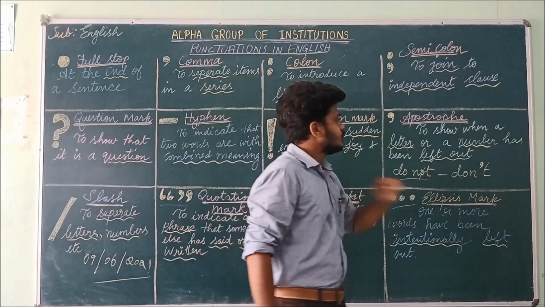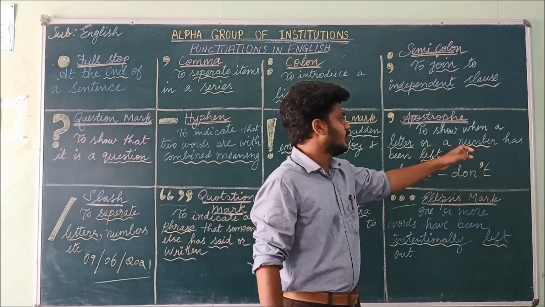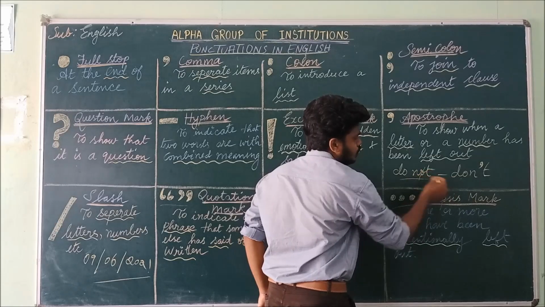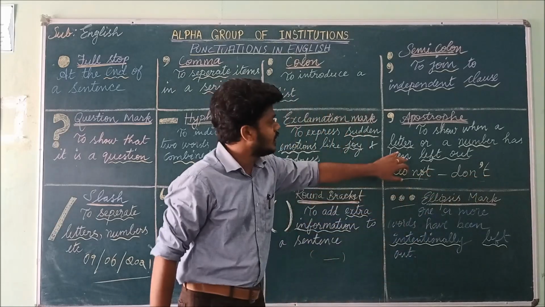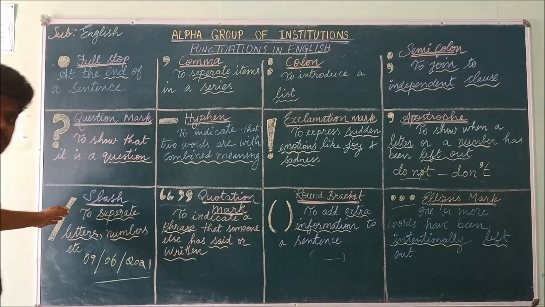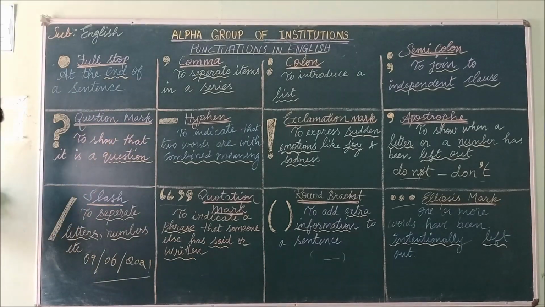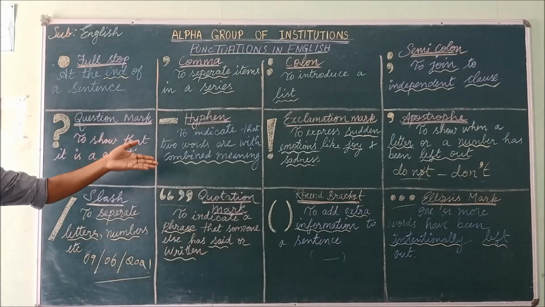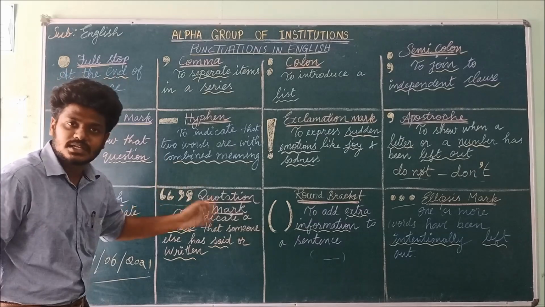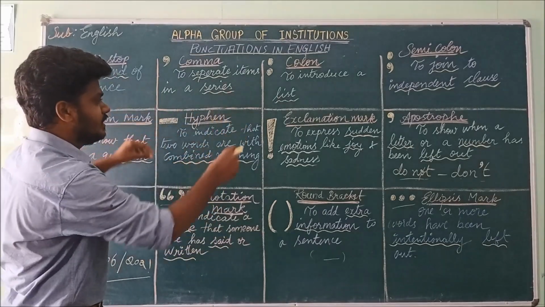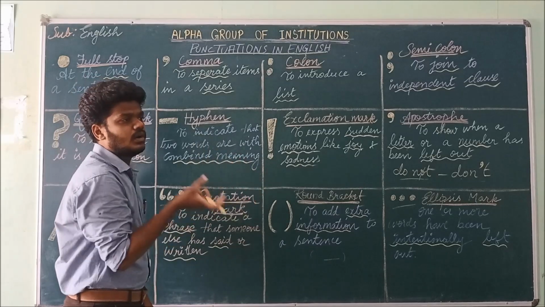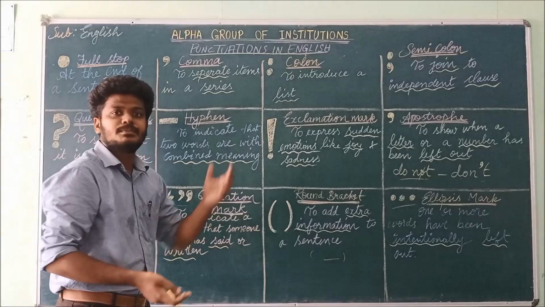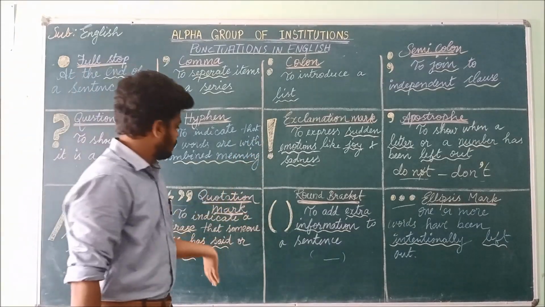And the next one is apostrophe. Apostrophe is nothing but to show when a letter or a number has been left out. Okay, so like this, do not. So instead of writing do not, we write don't. So that's the use of apostrophe. And the next one is slash. Slash is nothing but a slanting line that is used to separate letters or numbers in a series, like a date or something like that. Okay. The next one is quotation mark. Quotation mark is a sign that is used to denote an idea or a sentence or a phrase that is said by a well-versed personality or an important person or a famous personality. Okay. So that's the usage of quotation mark.